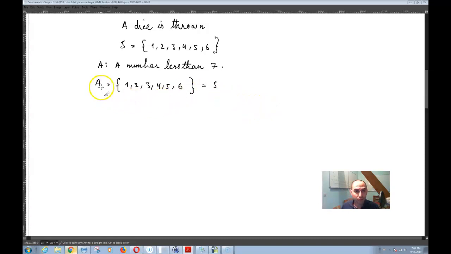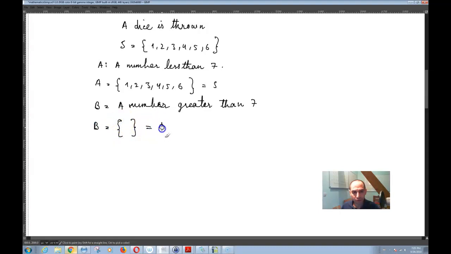And number two is a number greater than 7. A number greater than 7 would be basically event B, and that would be a set B, which is an empty set, which is also the null set. This is also the kind of notation that you can use for the empty set.